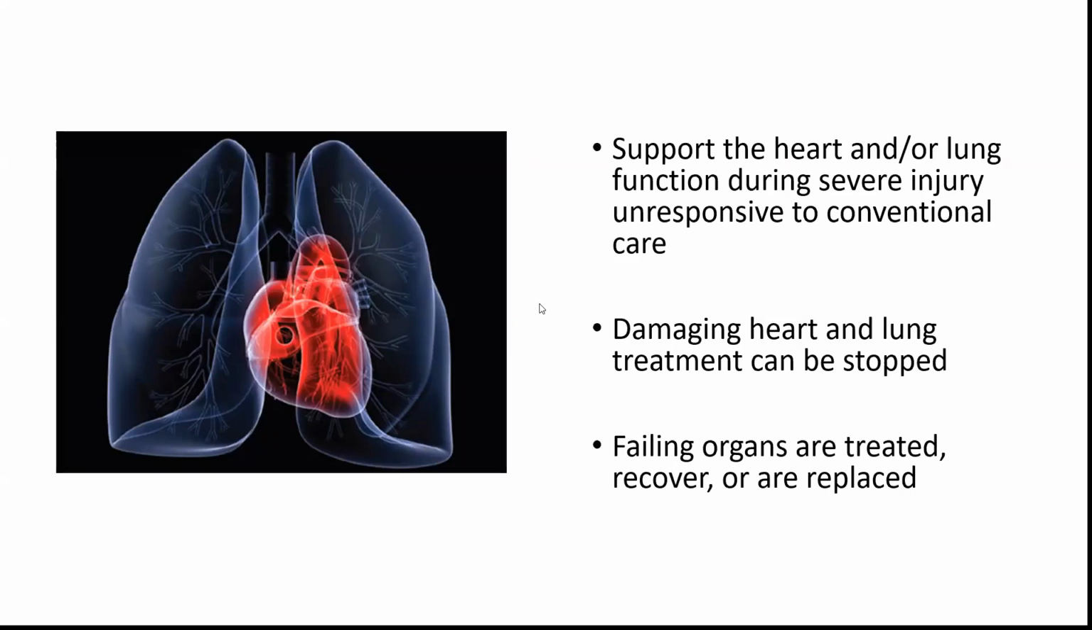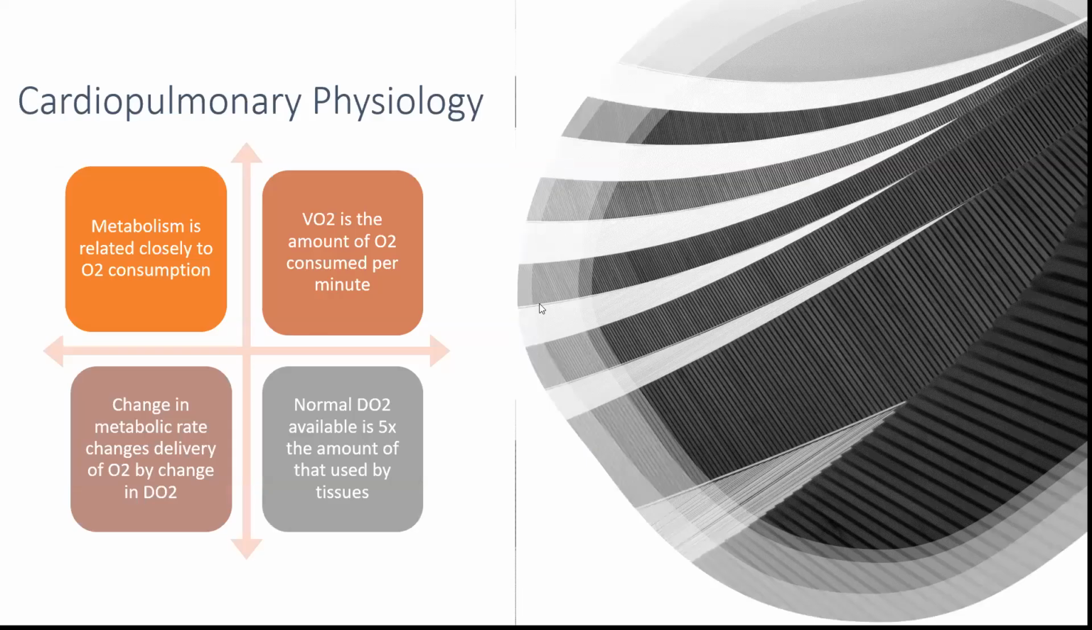So the goal of it is to put this patient on this treatment, give them a rest, give those lungs and organs a time to recover, give them a time to be treated if it's an infectious reversible process, or to be transplanted. So when we're talking about cardiopulmonary physiology, you have to understand, of course, the delivery as well as the consumption of oxygen and what's happening. So when you're talking about metabolism, it's related to O2 consumption, and we measure O2 consumption by our VO2, it's the oxygen consumed per minute.